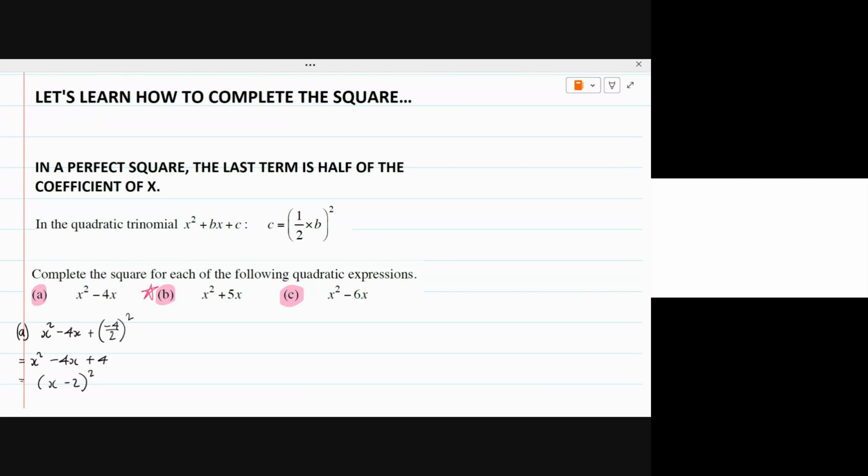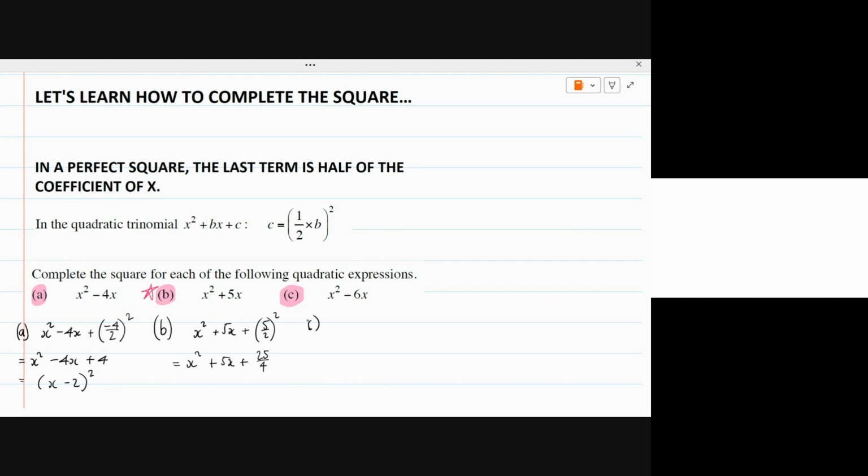All right, let's look at B. Now, B for sure, we're going to get a fraction. We must get a fraction. I'm going to go x squared plus 5x. 5x will stay the same. And then we'll go plus, open brackets, 5 over 2 all squared. So I know that this one must give me a fraction. I'm going to get x squared plus 5x plus 5 squared will give me 25 over 2 squared is 4.